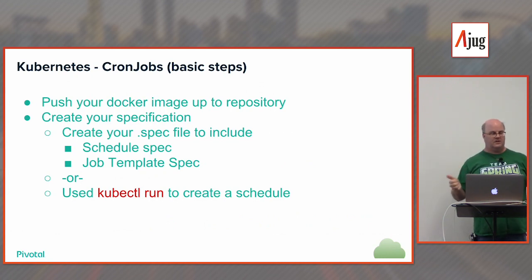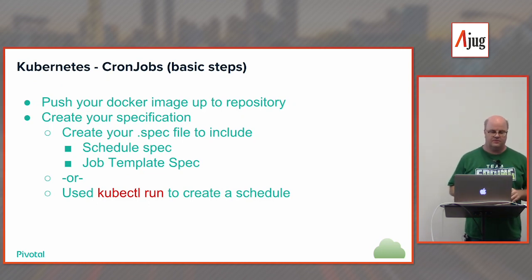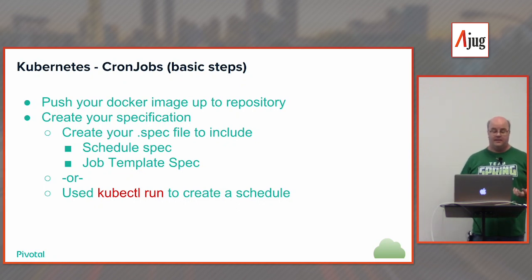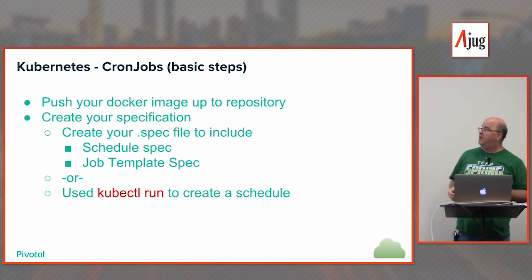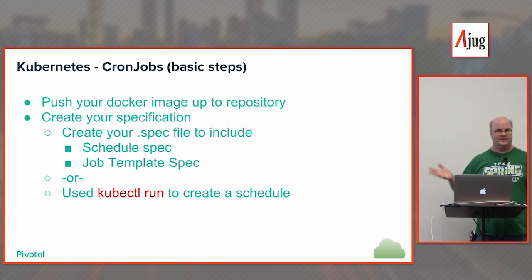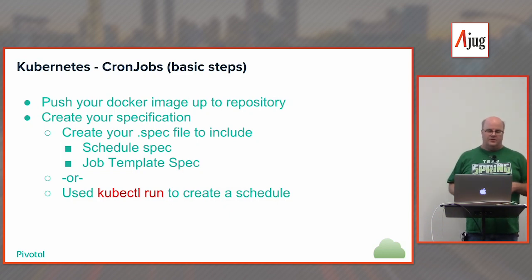Same premise. If your Docker image is not already out there, you need to make sure it is pushed up to your repository. If you are using spec files, you need to set up a schedule spec and a job template spec. Or if you're using kubectl, who says kubectl and kubectl? I say them both, so you'll hear me say kubectl and kubectl. This is basically the command line for Kubernetes. You use kubectl run, and you can create the schedule. What does that look like?